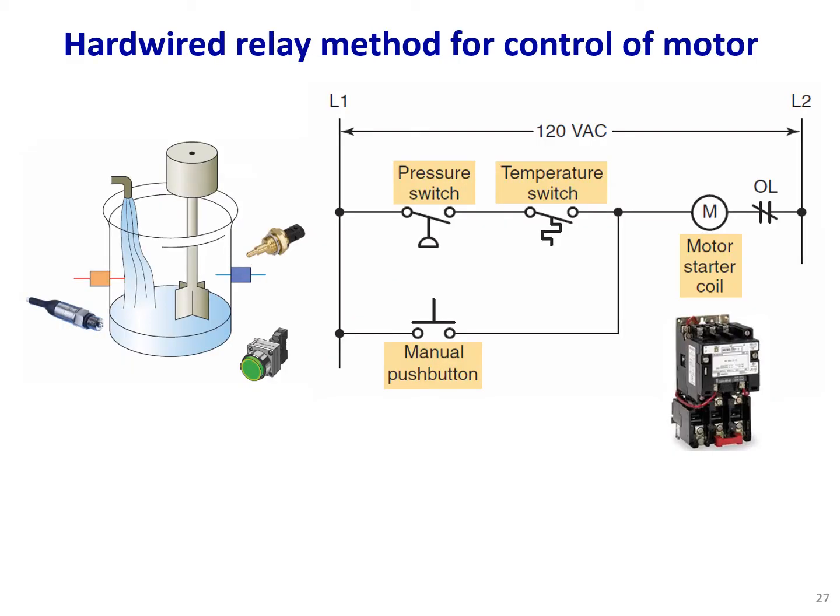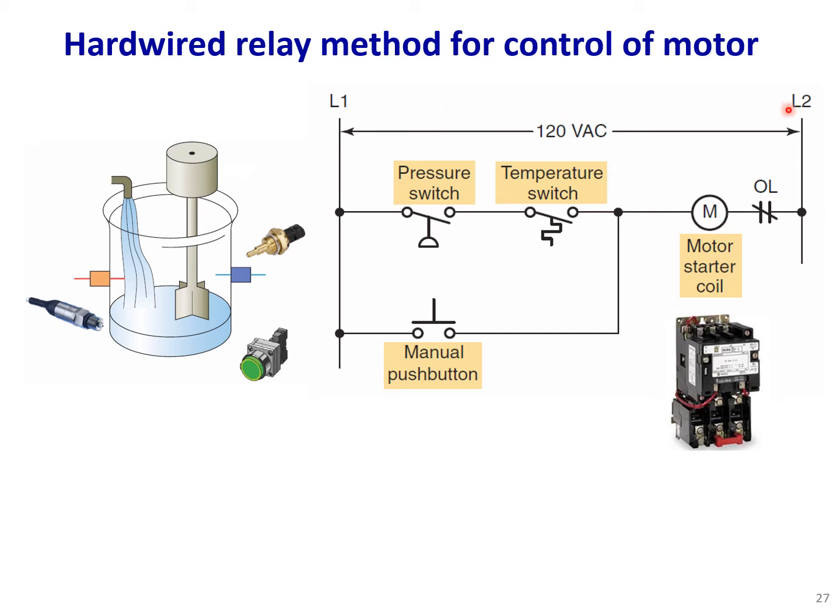Now we want to see how we could control the motor by hardwiring relays and contacts. So here we have two pressure switch and temperature switches. We could put them in series. If the pressure reaches the preset value, then this contact will be closed. Or if the temperature reaches the preset value, then this contact also will be closed. And then the circuit will be closed here and the motor will be started.